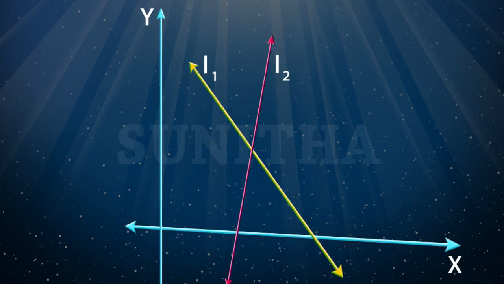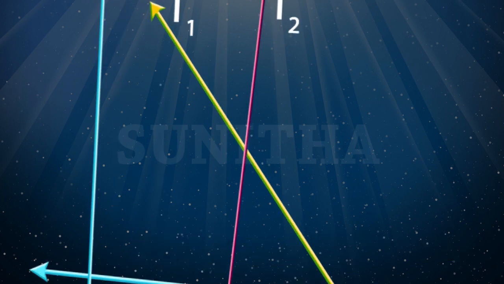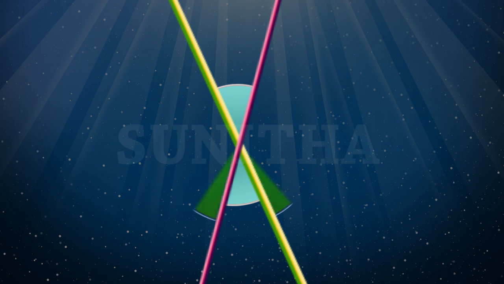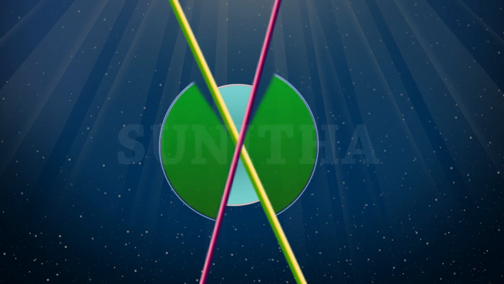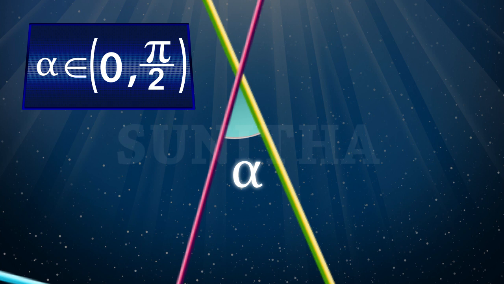If they are not perpendicular, then two of the angles formed at their point of intersection are congruent and acute. The other two are obtuse. The measure of the acute angle is called the measure of the angle between the two lines. Hence, the measure of the angle between two intersecting lines satisfies alpha belongs to (0, pi upon 2).